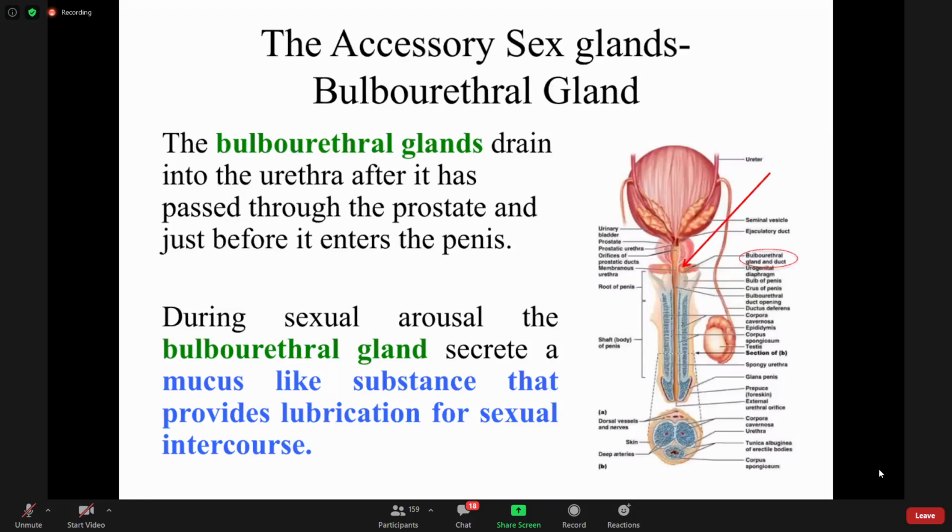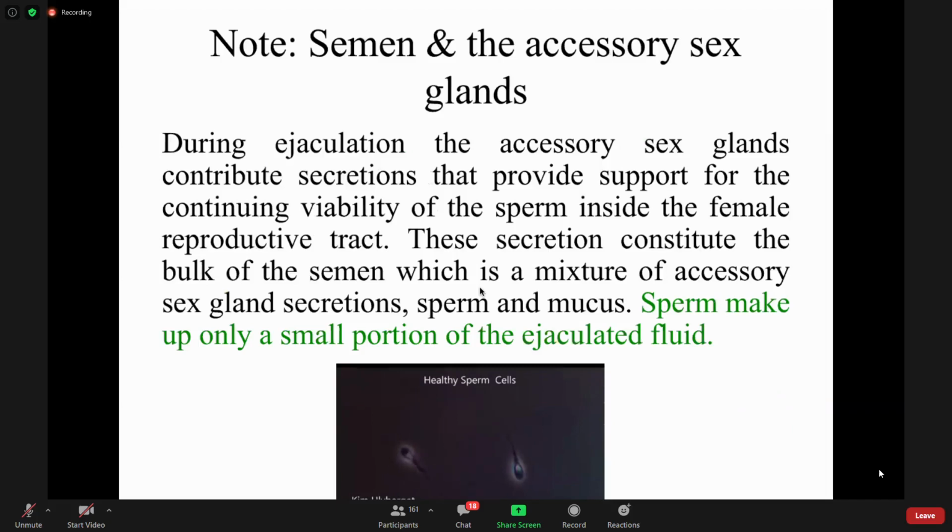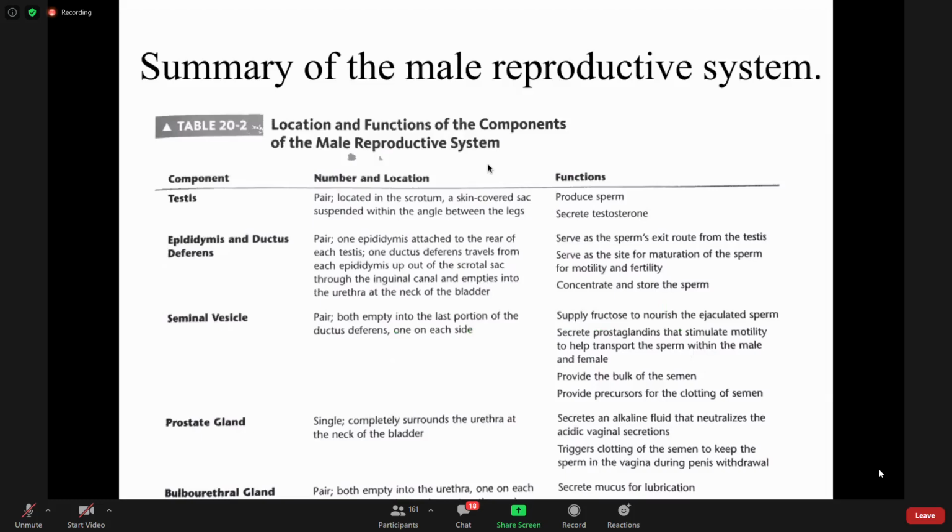The bulbourethral gland is a gland that plays a role mainly at the beginning of the sexual act, and it provides the lubrication to avoid friction between the vagina and the penis. However, the bulk of the semen is not so dependent on the secretions by the bulbourethral gland. So now we have finished with regards to the composition of the semen.